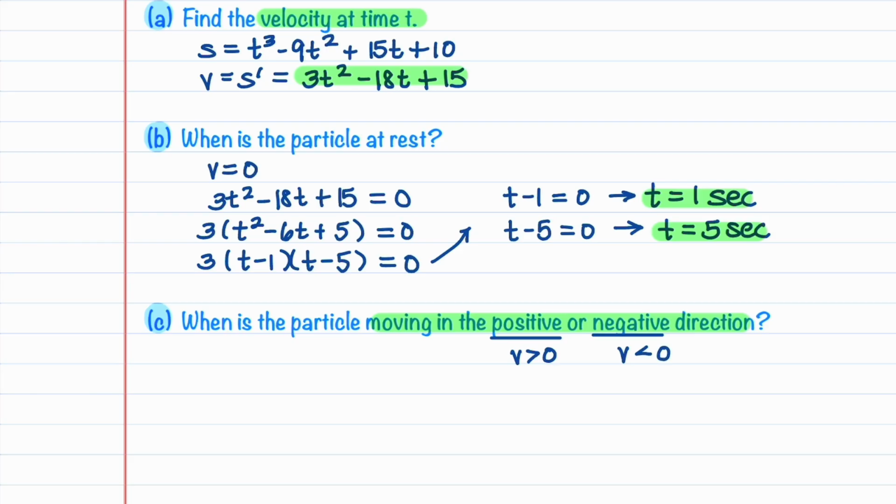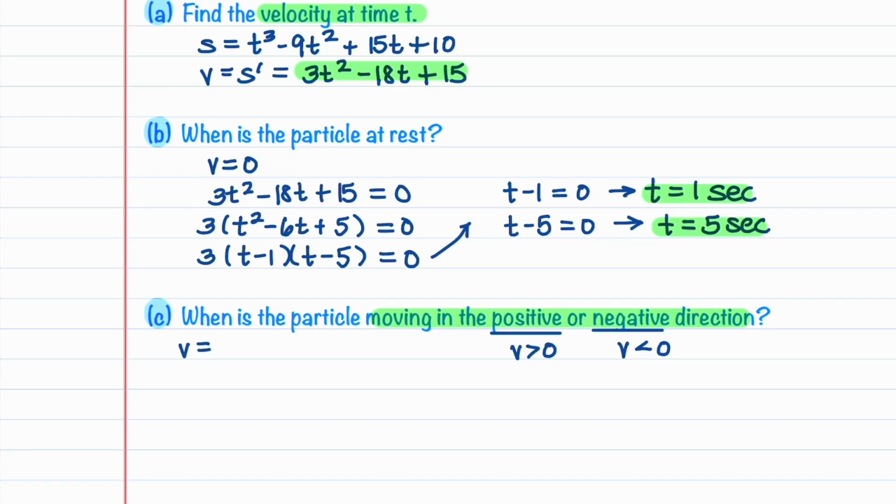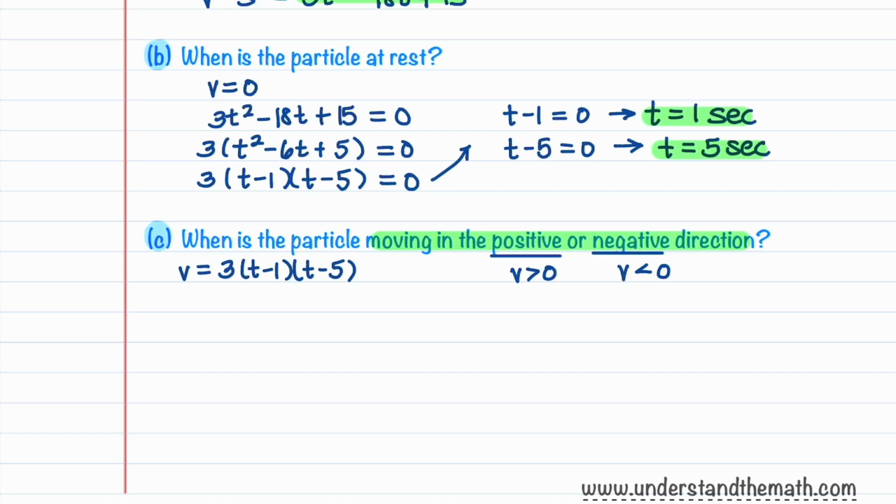So what we're going to have to do is find when the velocity is positive and when the velocity is negative. I'm going to start by writing down our velocity function in the factored form. We just found this. It's 3 times (t - 1) times (t - 5). And we know that our velocity is equal to 0 when t is equal to 1 and when t is equal to 5. So we're going to look to the left and the right of 1 and 5 to see what the velocity is equal to.